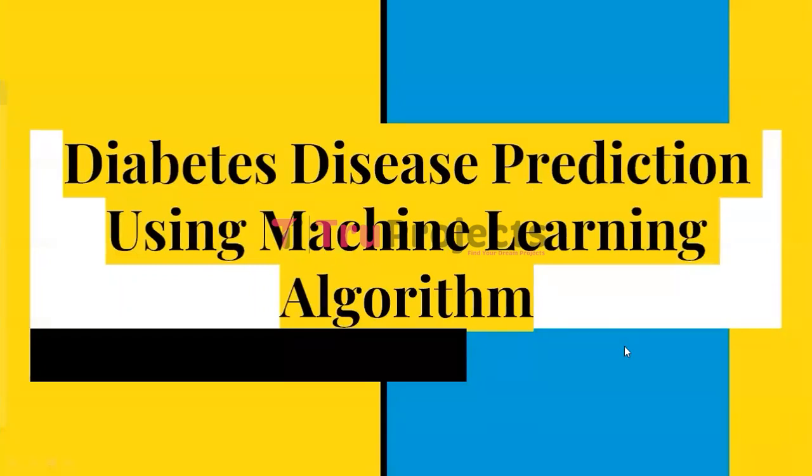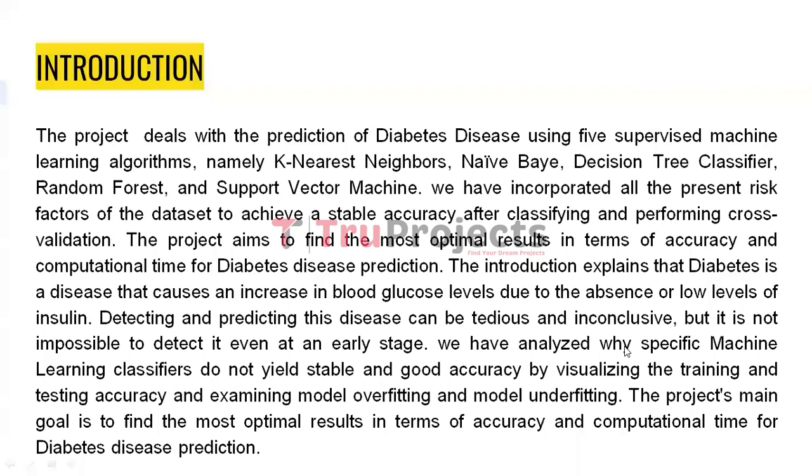The project focuses on predicting diabetes using various supervised machine learning algorithms like KNN, Naive-Bayes, Decision Tree, Random Forest, and SVM. We have integrated all the relevant risk factors present in the dataset to achieve robust accuracy through classification and cross-validation. The primary aim of the project is to identify the most promising result in terms of accuracy and computational efficiency for predicting diabetes.